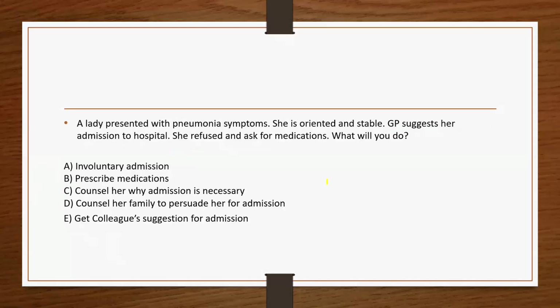Let's move on. A lady presented with pneumonia symptoms. She is oriented and stable. GP suggests her admission to hospital. She refused and asks for medications. What will you do? A. Involuntary admission. B. Prescribe medications. C. Counsel her why admission is necessary. D. Counsel her family to persuade her for admission. E. Get colleagues' suggestion for admission.